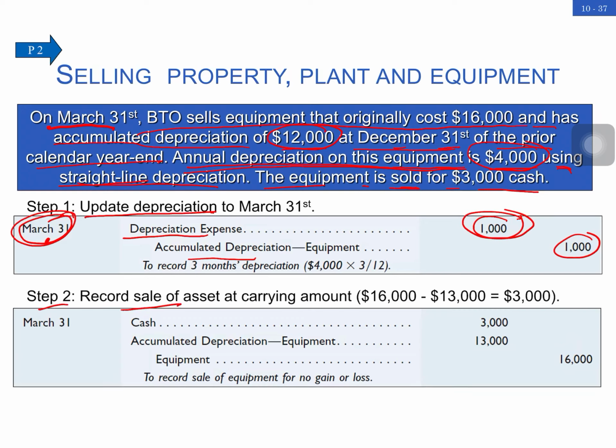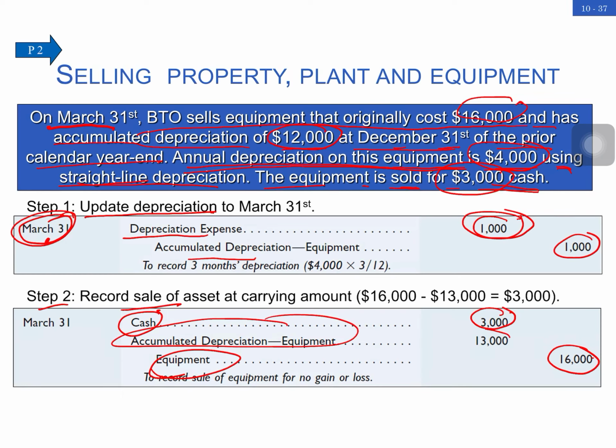And then step 2, record the sale. So how will you record selling this machine for 3,000 cash? You will record cash 3,000, and then you remove equipment 16,000, and then you remove the accumulated depreciation for 13,000, which is 12,000 plus 1,000. Okay, it's balanced, right?